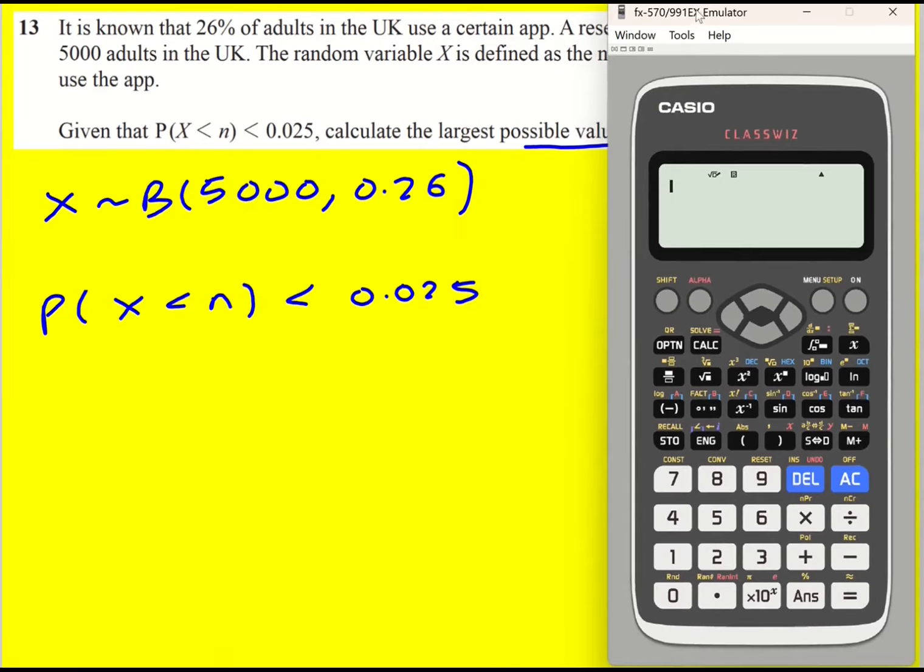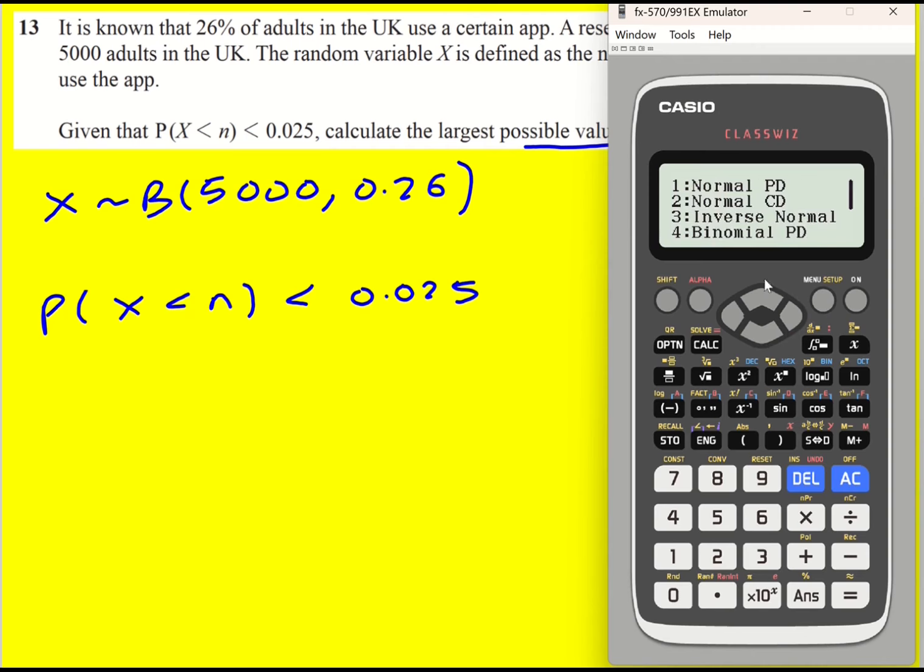So I'm just going to be subbing in some different values for n and seeing if I can get around 0.025. I'm going to be looking for the crossover, a little bit like when you do a hypothesis test and you look for where it goes between the significance levels. Okay, let's go for it.